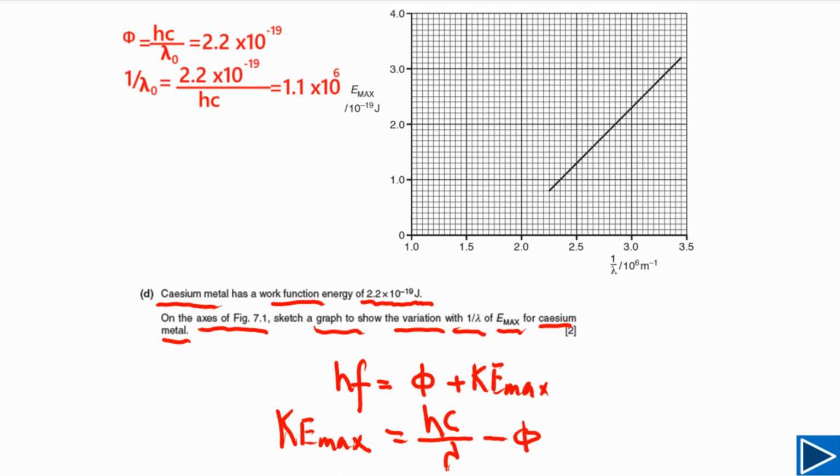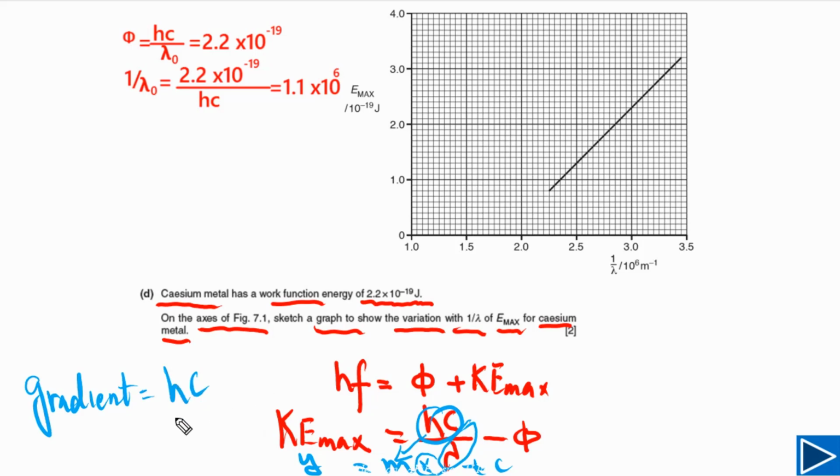Now in this case, let's compare this with the straight line equation, y is equal to mx plus c. Now you can see 1 over lambda is actually x, and hc is the gradient of the line. In this case we can simply write that the gradient is equal to hc. h is a constant, c is a constant, so it simply means that the gradient is always constant. It is not depending on metals. Even if we change the metal, the gradient will be constant.